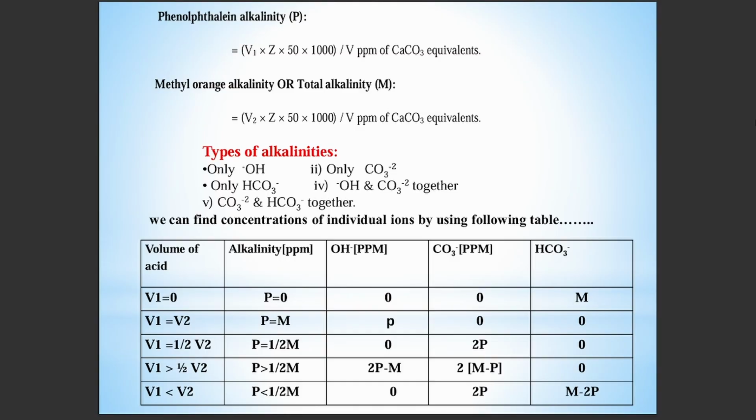Here the only change is in V2, that is the volume of acid required for the methyl orange endpoint. M is equal to V2 into Z into 50 into 1000 divided by V, ppm CaCO3 equivalent.